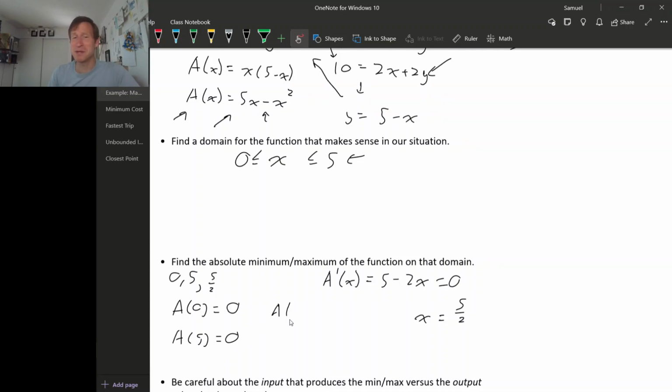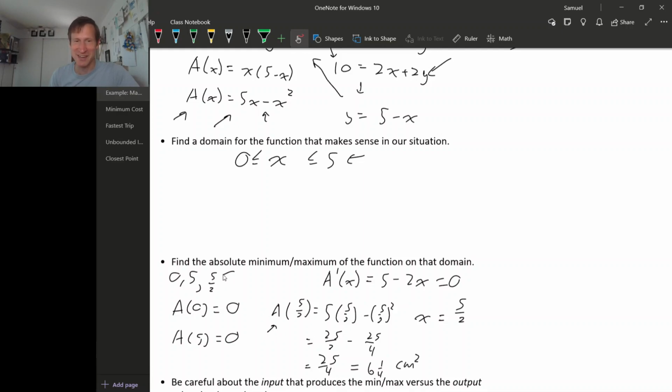And so the maximum had better be at 5 halves, which is not really a surprise given the fact that this was a quadratic. So 5 times 5 halves minus 5 halves squared. So this is 25 halves minus 25 quarters, and that's 25 over 4. And because we're dealing with a distance, it probably makes sense to express this as a mixed number, I would say. So this is 6 1/4. And this is square centimeters, sorry, because this is an area, right?